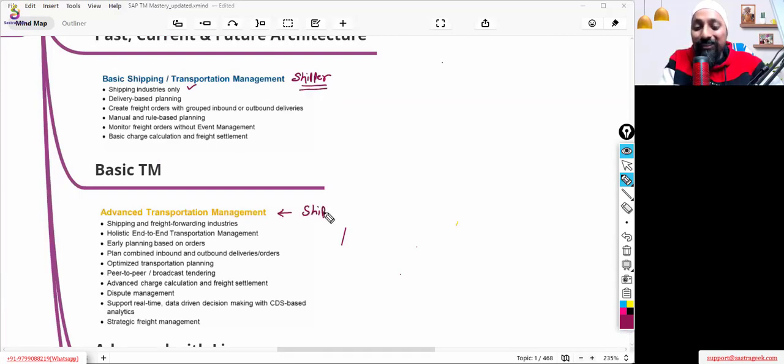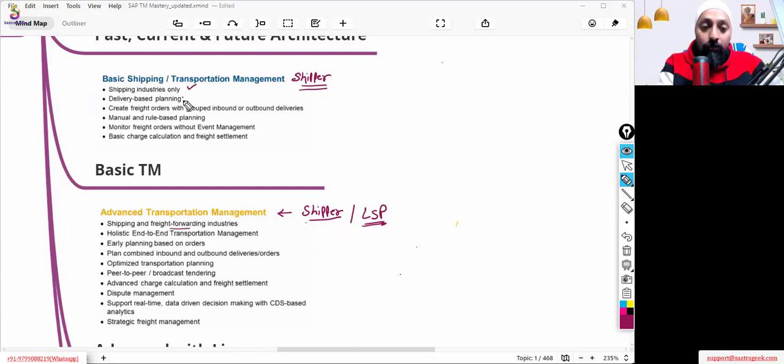Now don't ask me what is the difference between shipper and LSP scenario. I'm kidding, you can ask it again, but I have explained in detail, right? What is the difference between shipper and LSP? So this can be used for both industries, the freight forwarding industry also and shipping industry also. Shipping industry means who is shipping the product. So this can be used in shipper only, this can be used in shipper and LSP both.